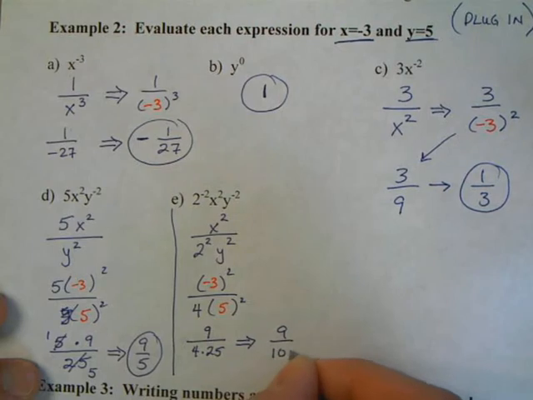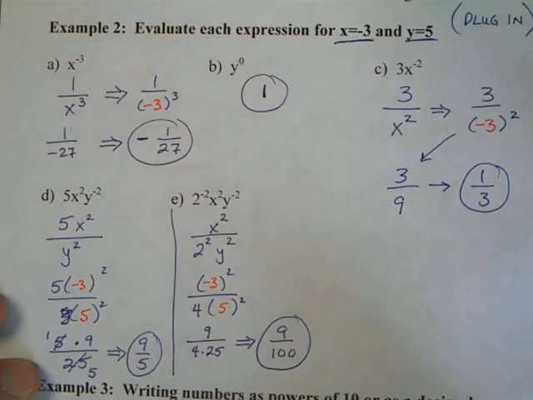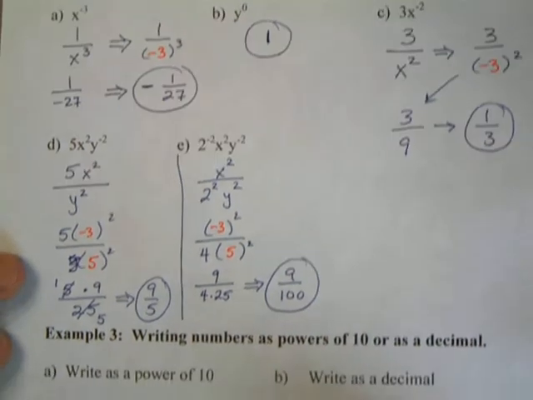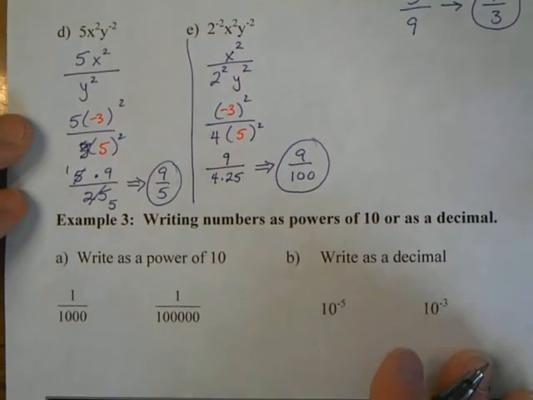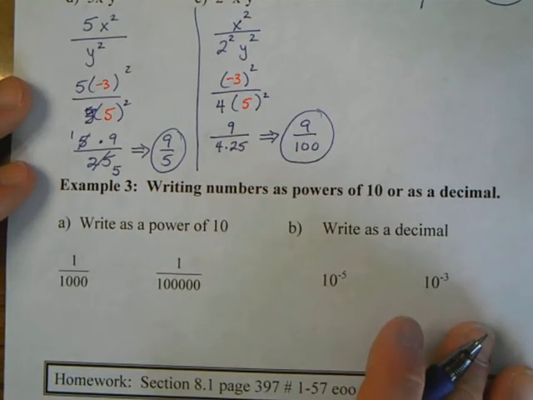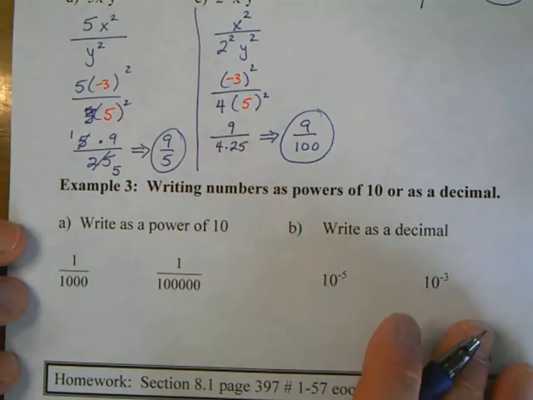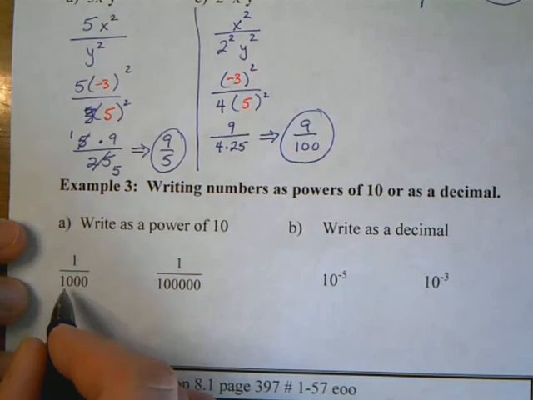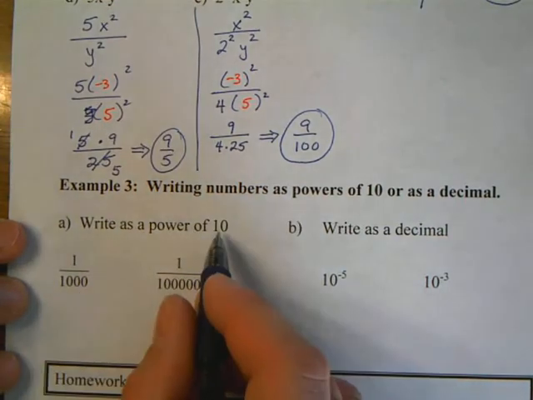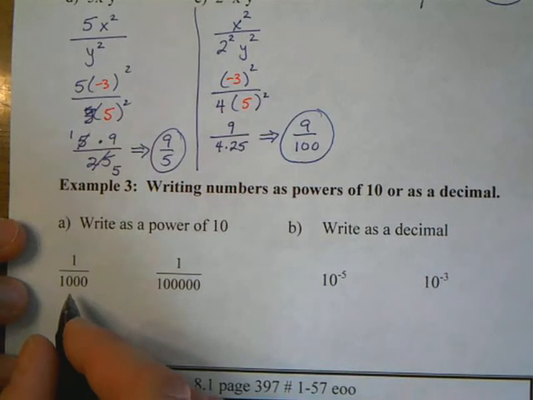-3 squared is 9. 5 squared is 25. Well, 9 over 4 times 25 becomes 9 over 100. So there's our answer. Our final part of this section deals with writing numbers as powers of 10.